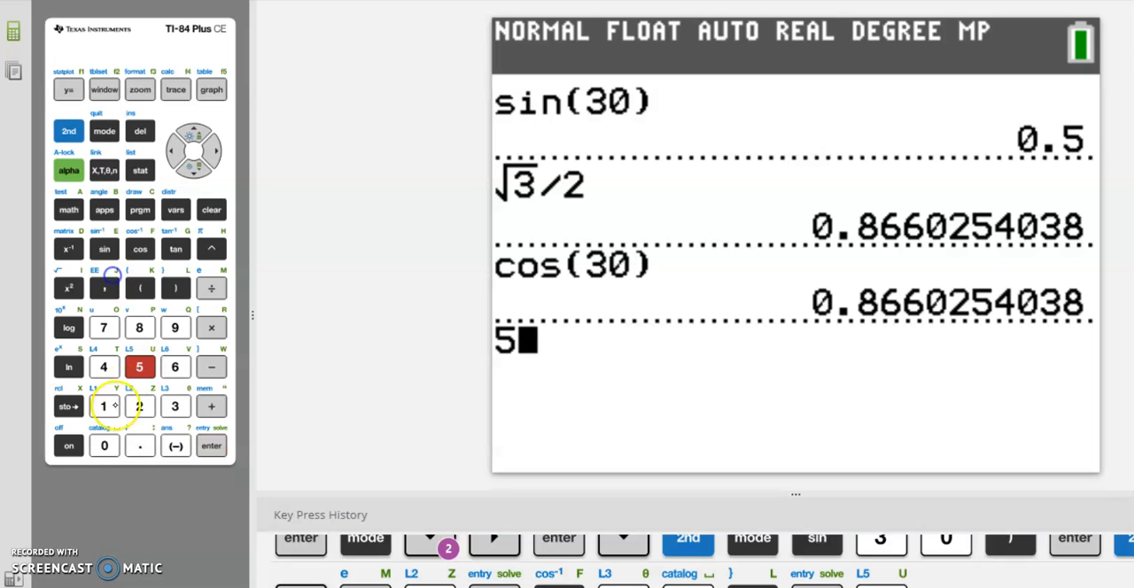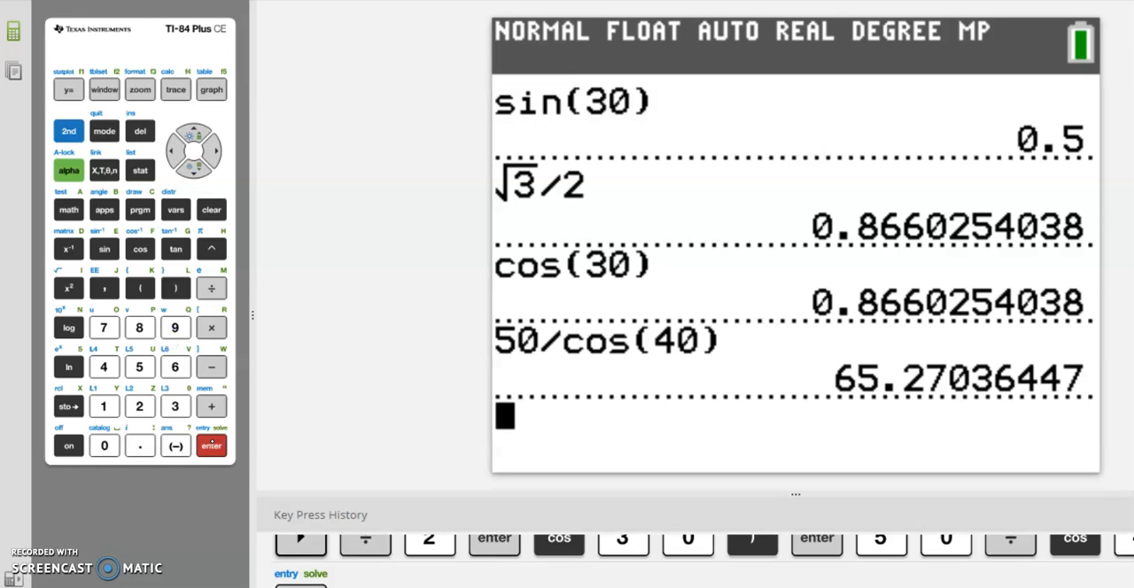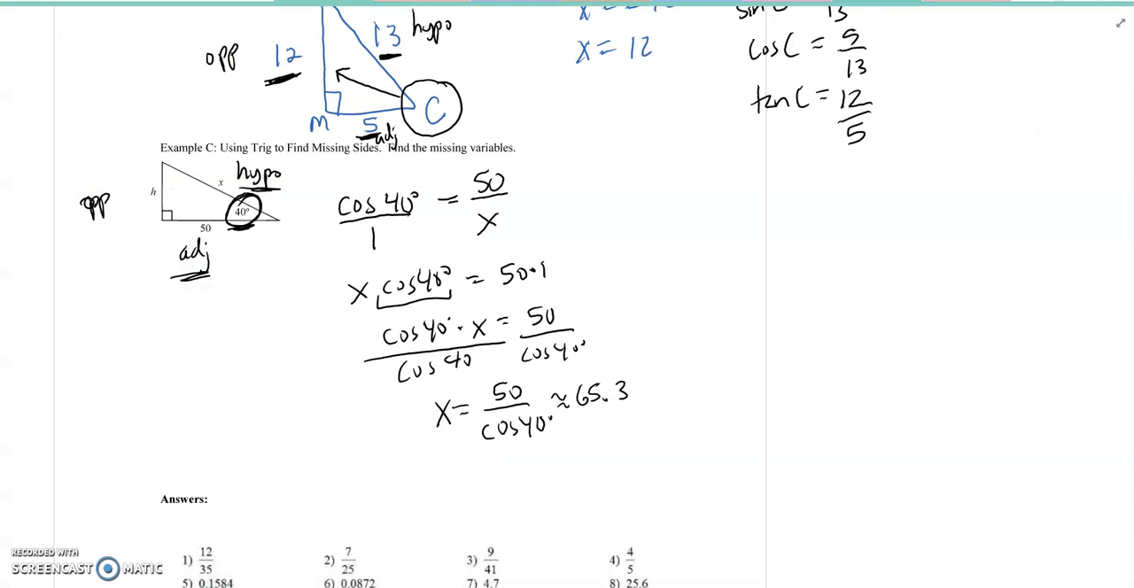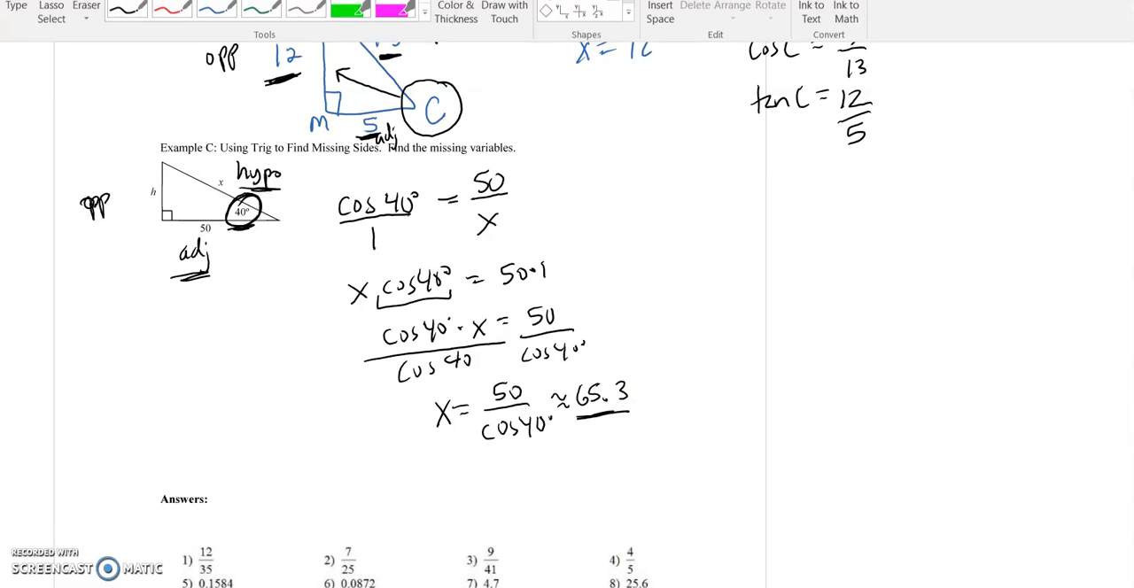So I'm going to type in 50 divided by cosine 40. Now since my calculator was in degrees, this is going to give me the correct answer. So the correct answer is 65.3. So the length of x, or hypotenuse, is approximately 65.3.